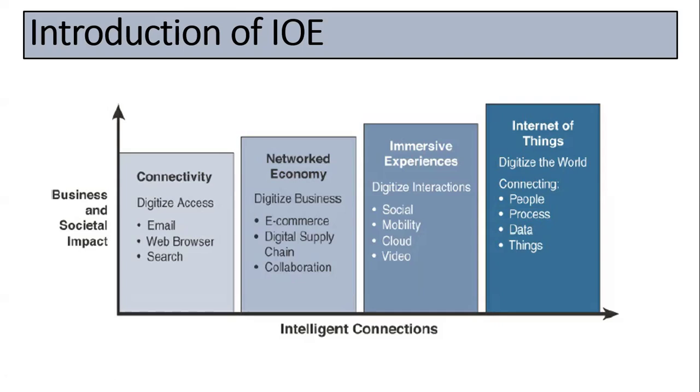And I can say that currently only 1% of these objects are available over the internet. That means a huge chunk of devices are going to be connected over the internet now. This is how the intelligent connections are happening. You can see the different types of evolution happening over the internet.